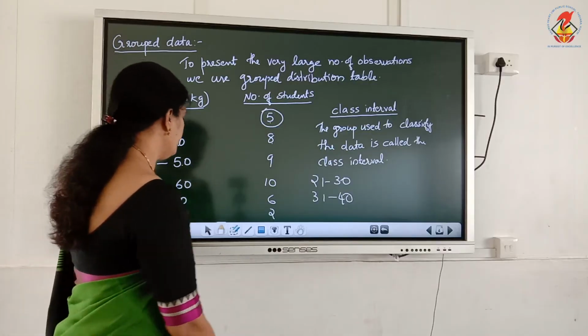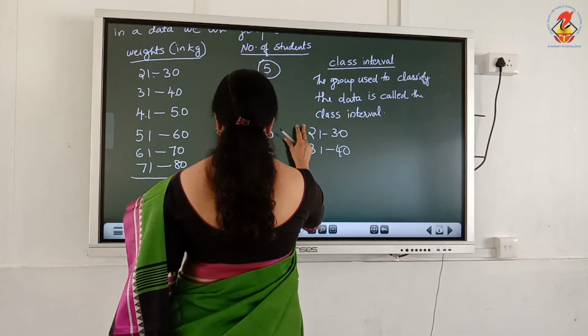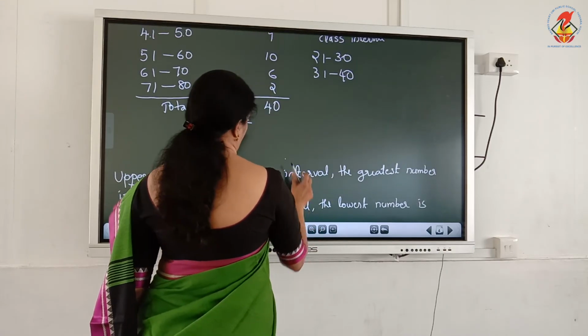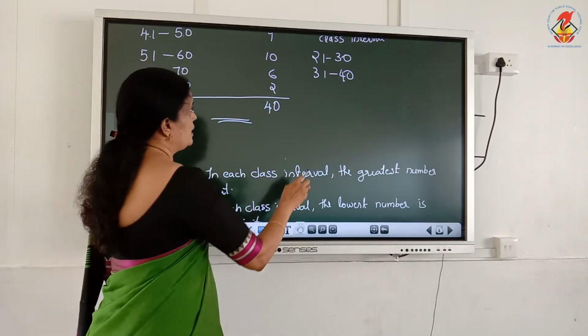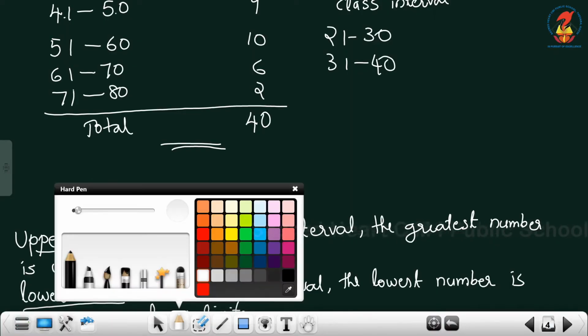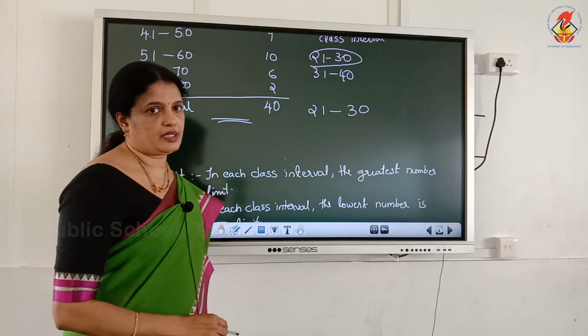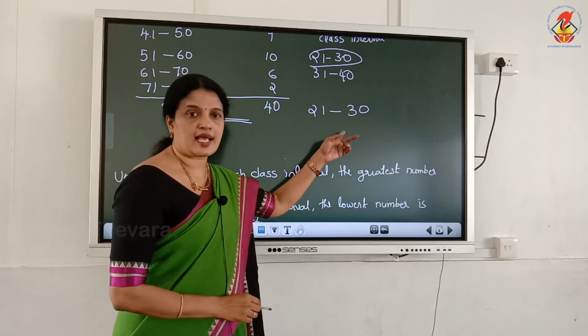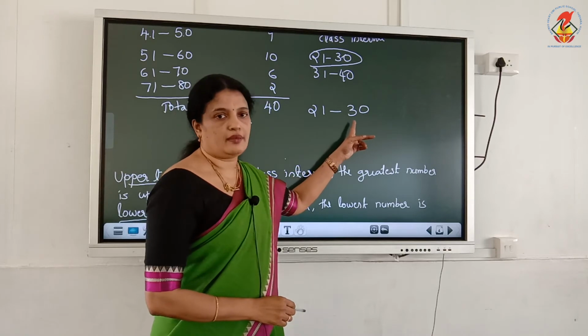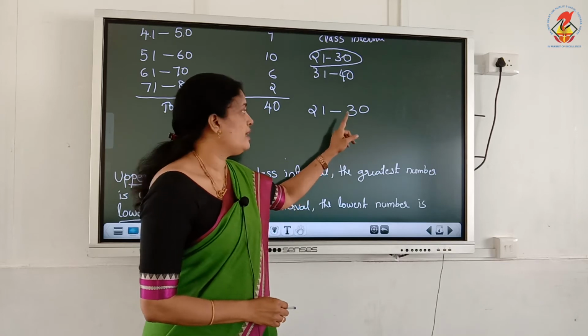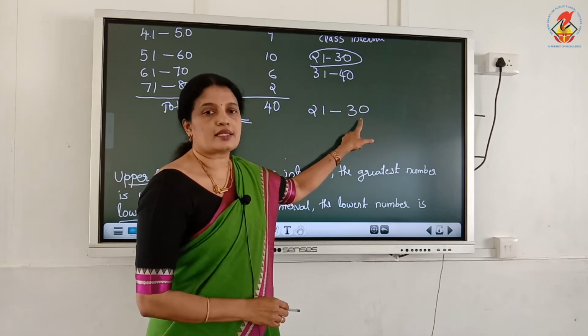Next, in this class interval 21 to 30, what is the upper limit and lower limit? Upper limit means you consider this class interval, and the greatest number in this class interval is called the upper limit. What is the greatest number in this class interval? 30 is the greatest number. This is the upper limit.